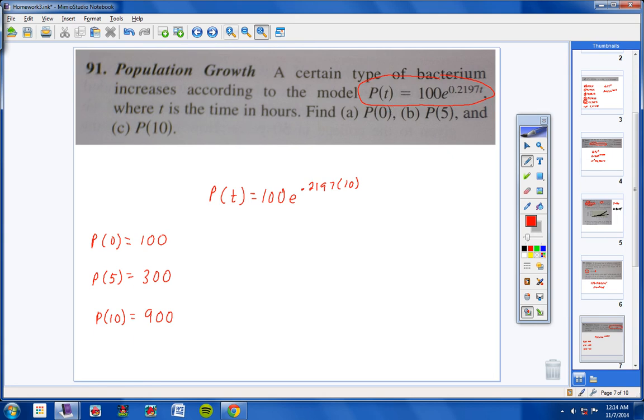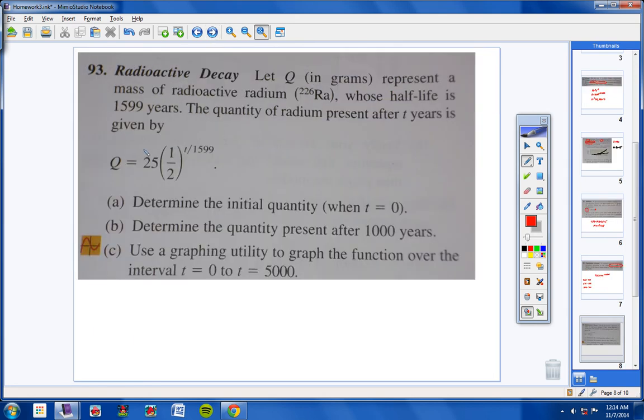Okay, moving on to number 93. Okay, here we go.